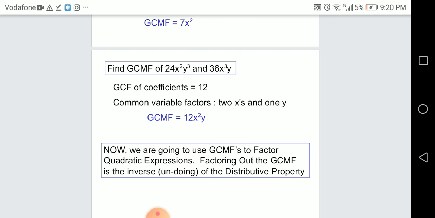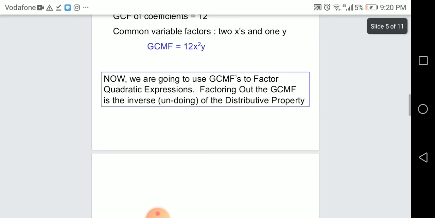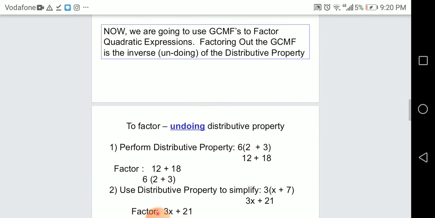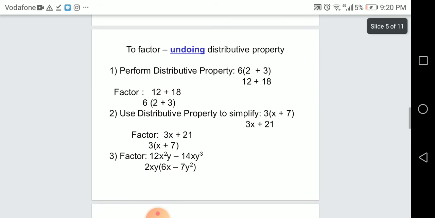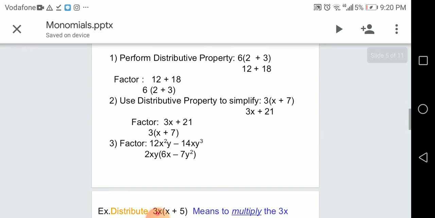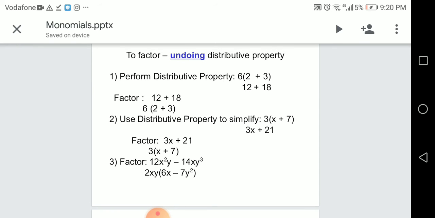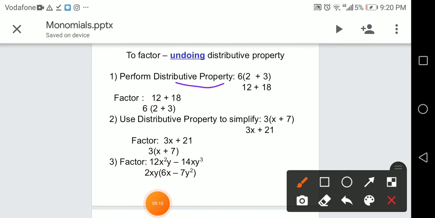Now we're going to use the GCF to factor an expression. Let's do it. It's very easy. We have some steps to follow. First, the distributive property: if I have 6 and in brackets 2 plus 3, 6 first multiplies by 2, then 6 multiplies by 3. 6 times 2 equals 12, 6 times 3 equals 18. So I have 12 and 18.